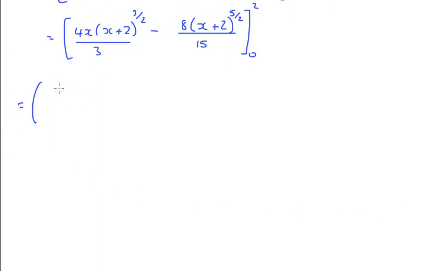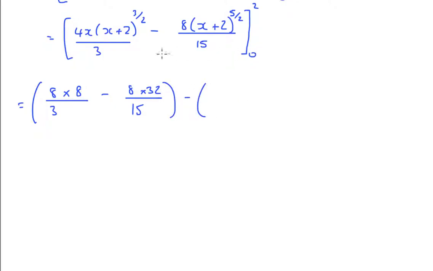We're going to have 8 over 3 times 4, 2 add 2, so 4 to the power of 3 over 2. 4 to the power of 3 over 2 is going to be the square root of 4 cubed, so that's 2 cubed, which is 8. In this one, we're going to have 4 again to the power of 5 over 2, so that's again the square root of 4, which is 2, but this time to the power of 5, which is going to be 32.